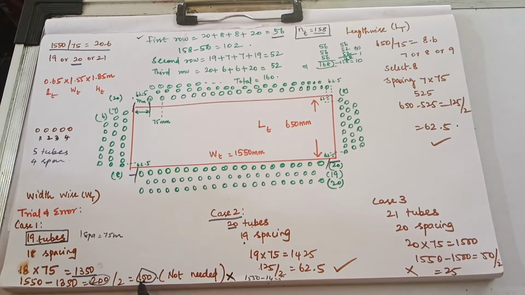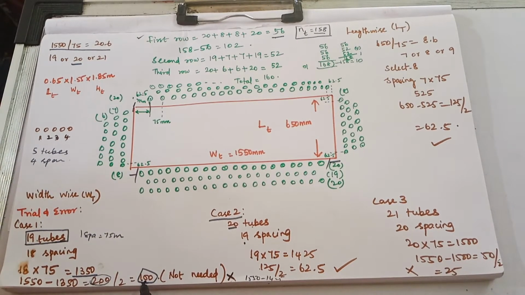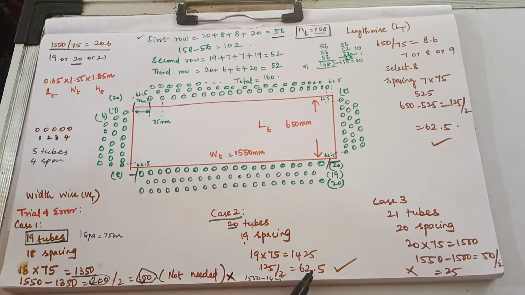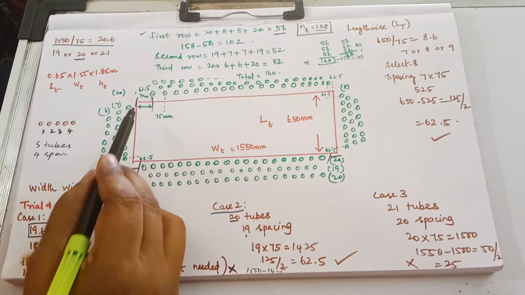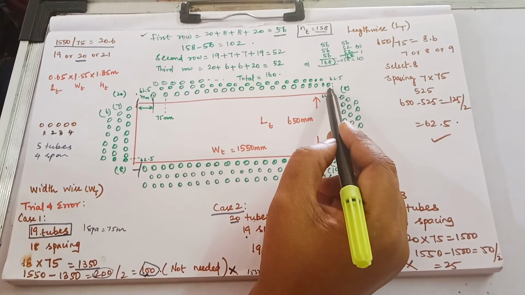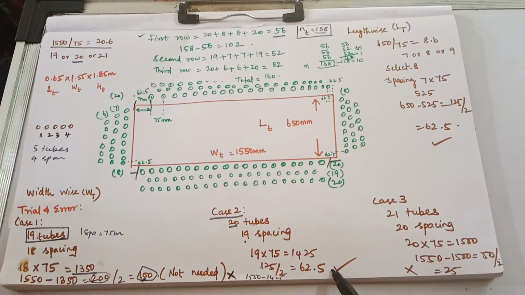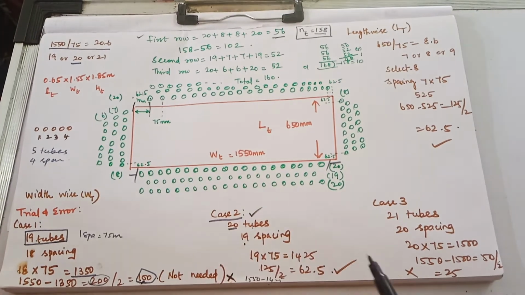So 100 is the maximum value, and it is not needed to give 100. 62.5 is an allowable value. It should be equal on either side: here 62.5, here also 62.5. So this is an acceptable value, and 20 tubes is the correct value.